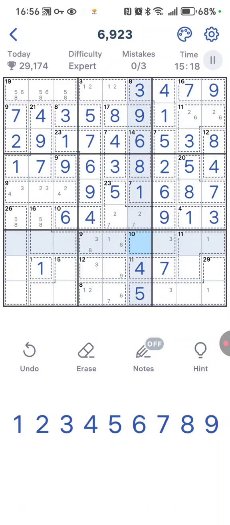So this box has to be 2 or 7. If we look at this line along here, it's 2 and 7 there, so that has to be 2 and 7 there. So that means that has to be 3 or 8, because we're making up the pairs that are left on the line.